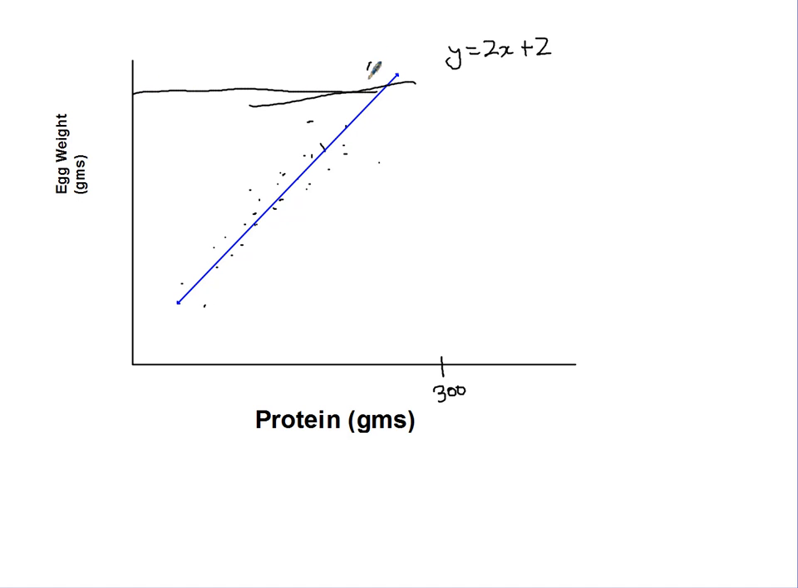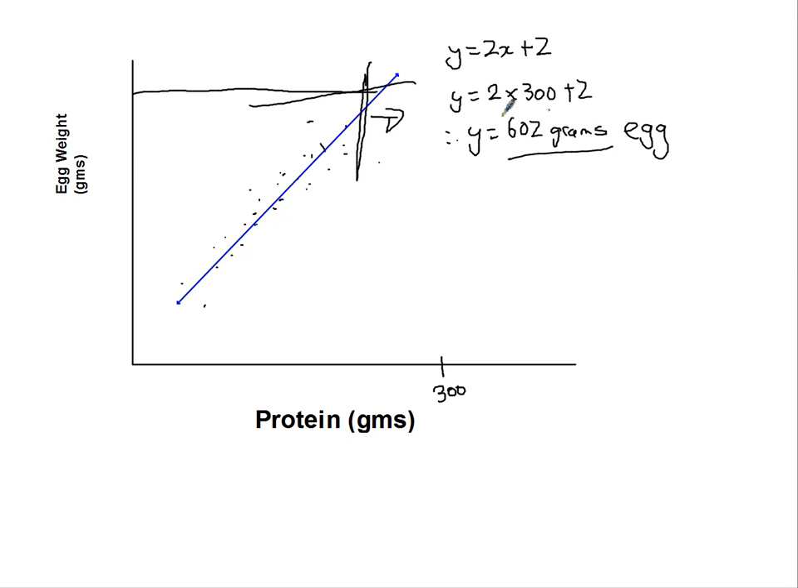Now, this is outside of your data, okay? So you're extrapolating your data, you're making a prediction. So you substitute in x equals 300, therefore y equals 602 grams for an egg, okay? This is your egg here.